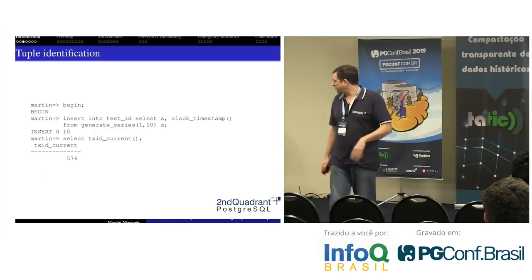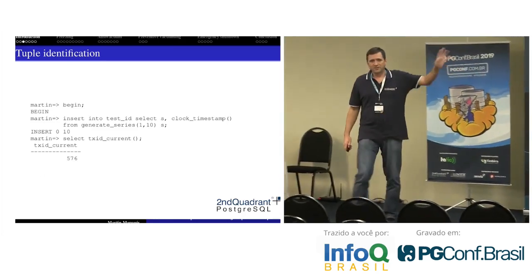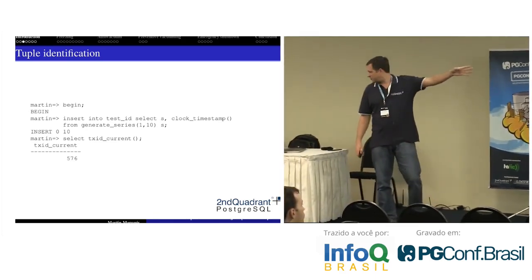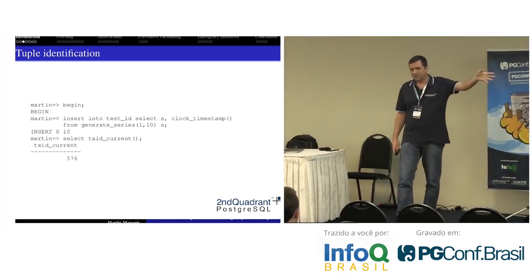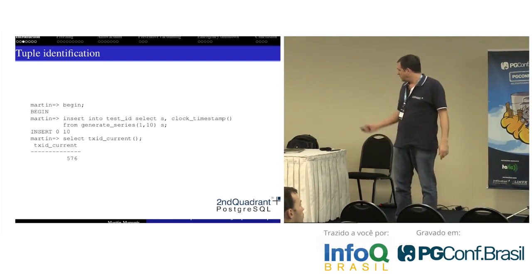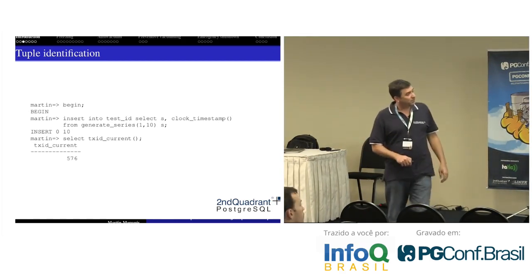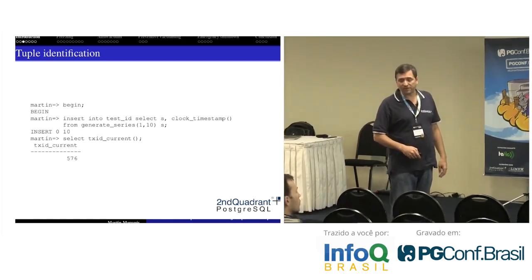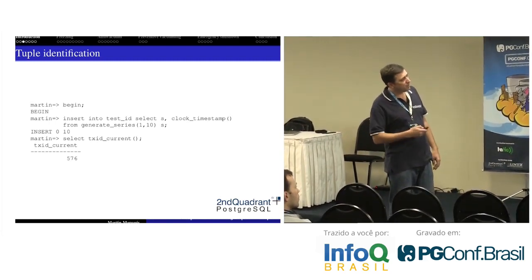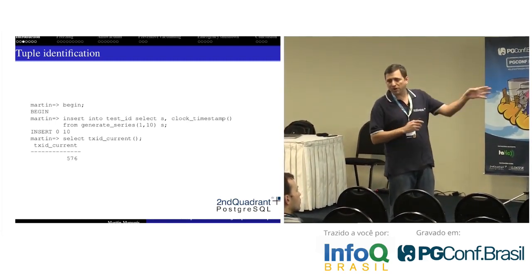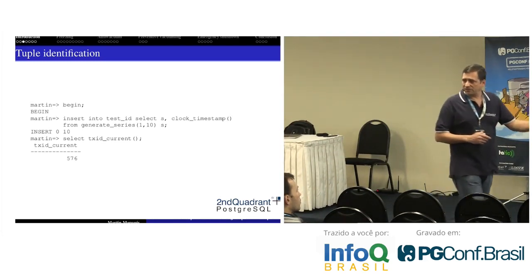So just a very short example. I'm going to go very fast. It's very easy to read. Just transaction started. We insert a bunch of rows. And you can see there the transaction ID. It's 576. So if we do a normal query on the table, we're not going to see the transaction ID that actually inserted the rows.